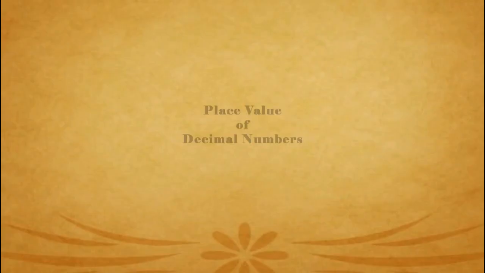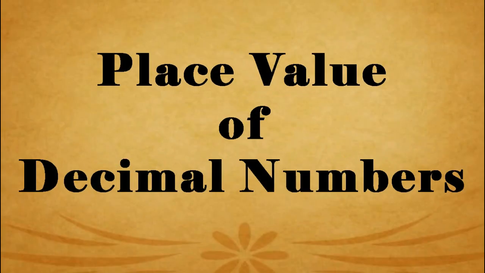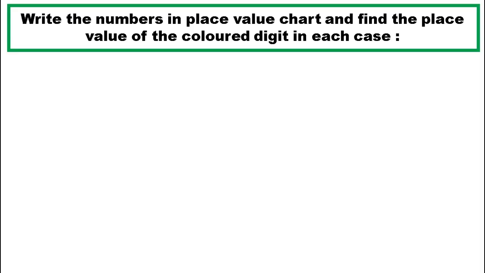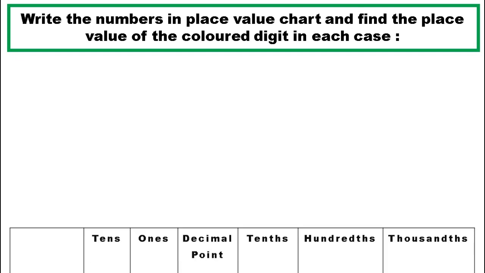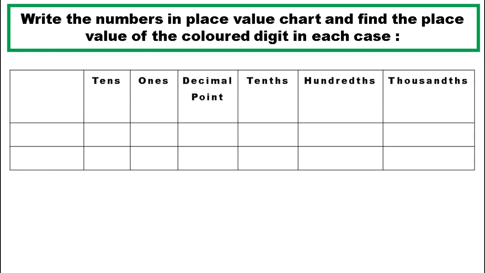Now let us understand how to find out the place value of a digit of a given decimal number. Let us read the question written on the screen. It says, write the numbers in place value chart and find the place value of the colored digit in each case. So at first, we need to draw the columns of the place value chart.